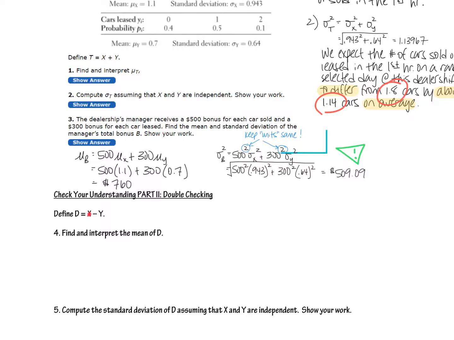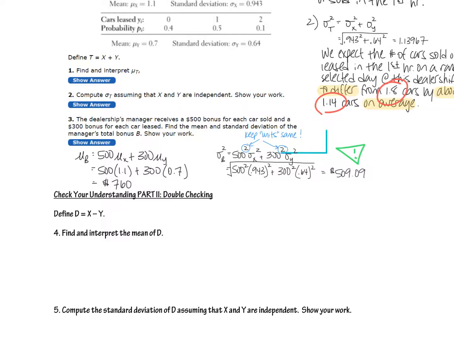And the direction is important here. Because they're selling more cars than they are leasing, we're going to get a positive number. But it would be different if it was Y minus X. That would be leased cars minus sold cars, and we would get a negative number. So it's really important when you're doing your interpretation, which I'll get to in number 4, that you always specify in subtraction which way that you are subtracting.